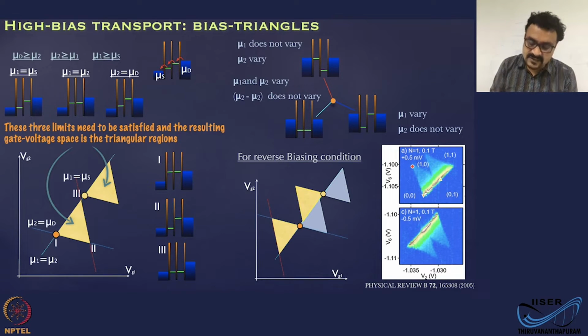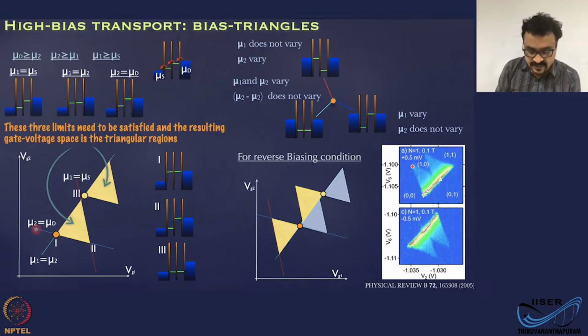So these three slopes are here. And whatever conditions we discussed here: in one case mu2 is resonant with the drain, in the second case mu1 is equal to mu2, and the third case is mu s equal to mu1. These are the three conditions, and these lines are the limiting cases for these conditions. What that means is, for a current to flow through the system, you need to have these three conditions met, or the area in the VG1, VG2 space enclosed by these three lines satisfies these three conditions together.